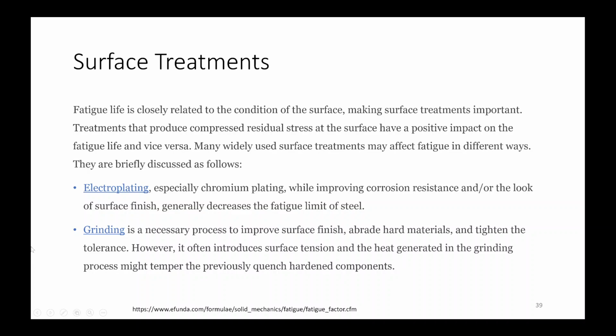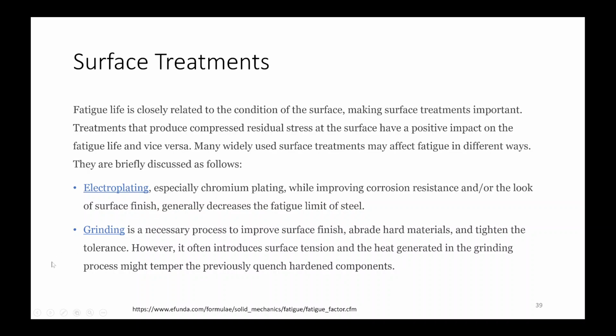First is electroplating, especially chromium plating. This improves the corrosion resistance of the material, and it also provides good surface finish, but it reduces the fatigue limit of steel, because of your type of loading. The chromium that you are plating on will depend on that material.